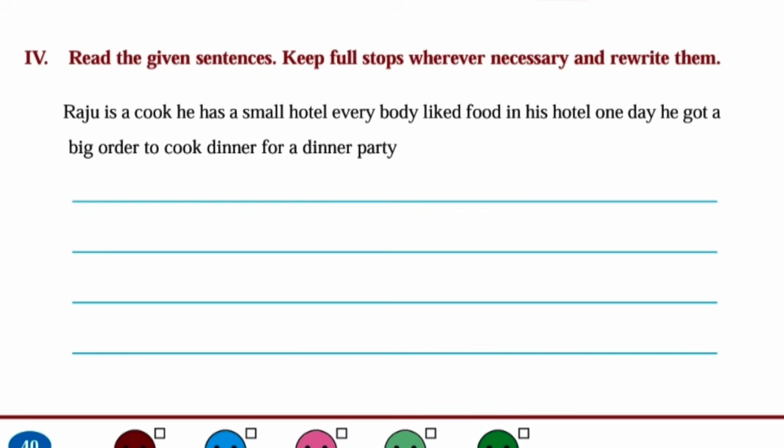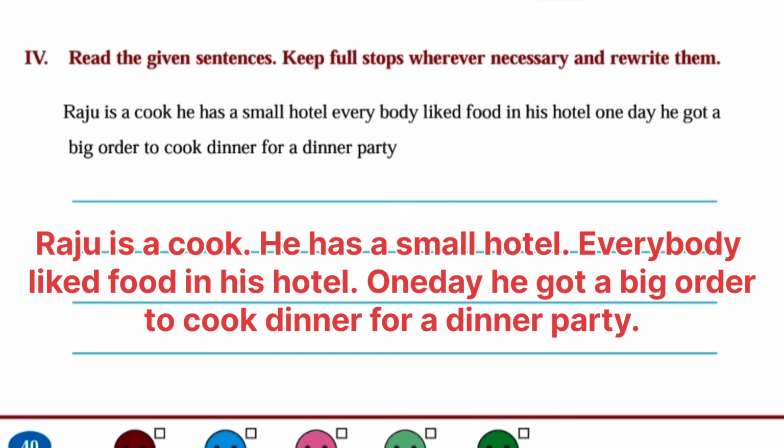Next one, read the given sentences. Keep full stops wherever necessary and rewrite them. Raji is cook. He has small hotel. Everybody liked food in his hotel. One day he got a big dinner to cook dinner for a dinner party. Now we have to write using full stops. Raji is a cook. He has a small hotel. Everybody liked food in his hotel. One day he got a big order to cook dinner for a dinner party. Like this we have to write.